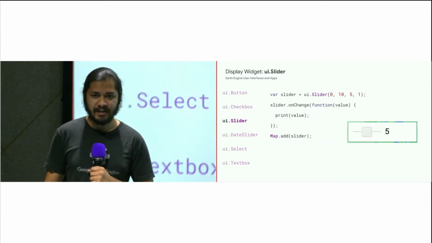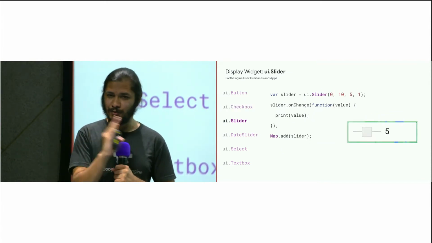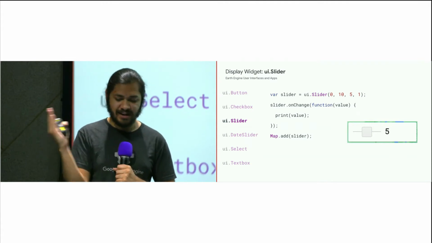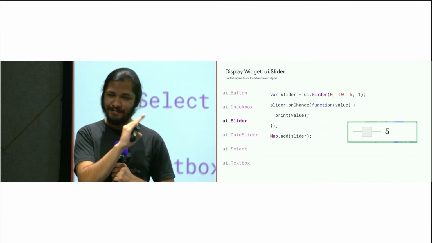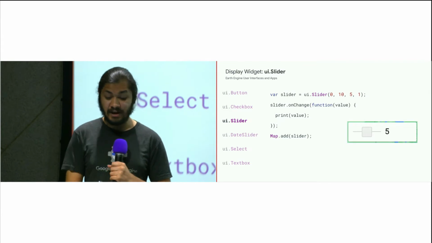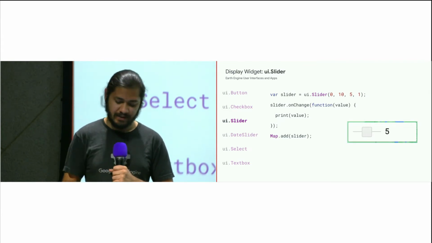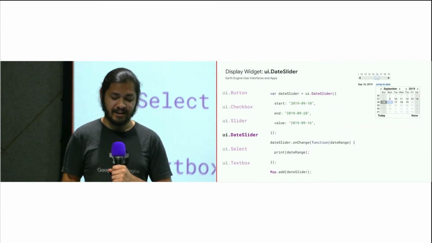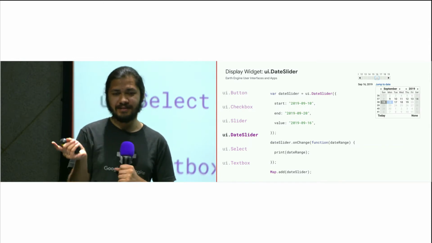A slider lets the user pick a value between two points, so 0 and 10, and you can also do floating point values, I think. The onChange function again just returns the value. And then a date slider is a similar concept, but lets the user pick a date.